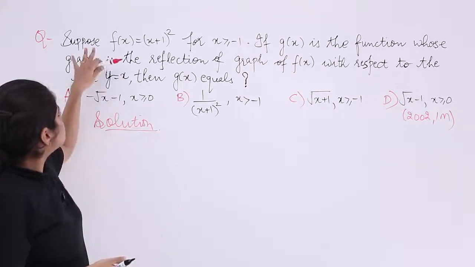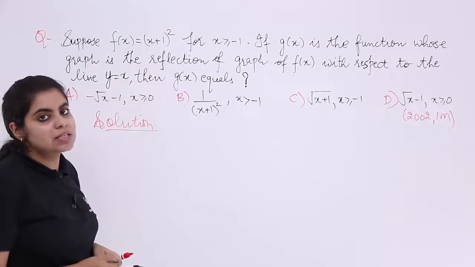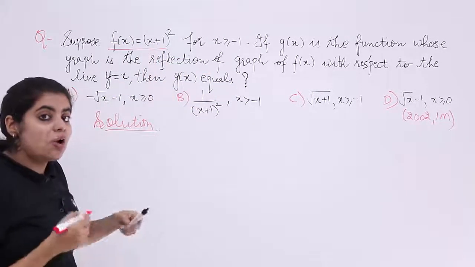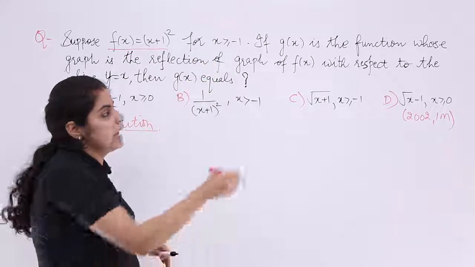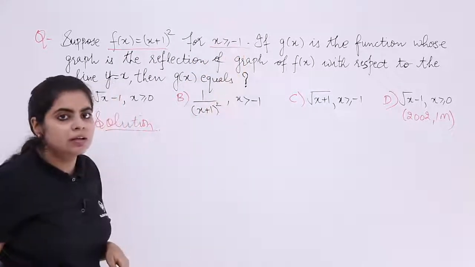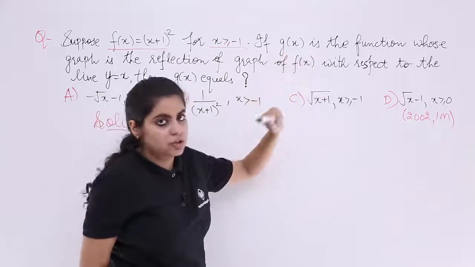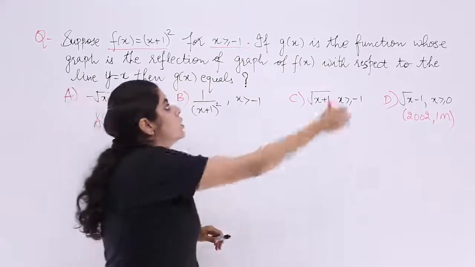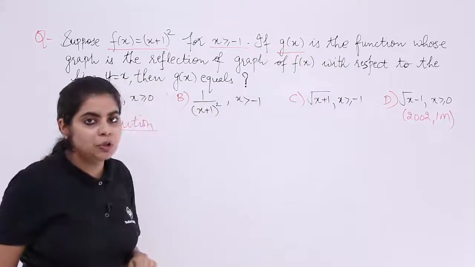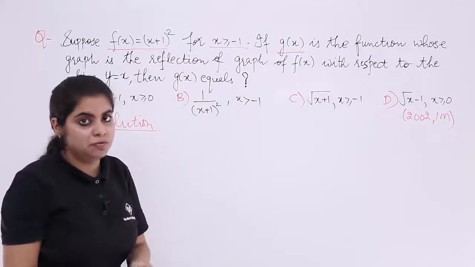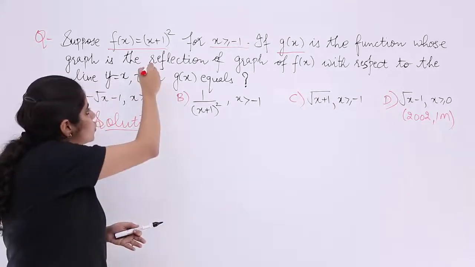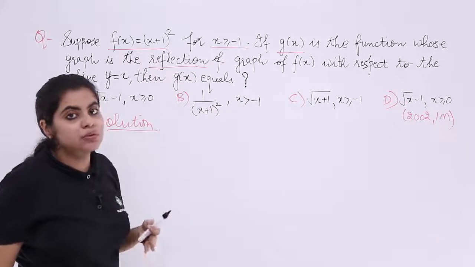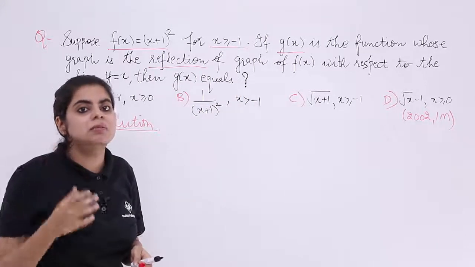The question is what? Suppose f(x) is equal to (x plus 1) whole square. So that means I have been given f(x). I also have been given the restriction on x as x greater than equal to minus 1. Now if g(x) is the function whose graph is the reflection of the graph, so that means g(x) is another function that has come into picture, and it is that function whose graph is the reflection of the graph of f(x). Now these wordings will remind you of the concept that we studied earlier.